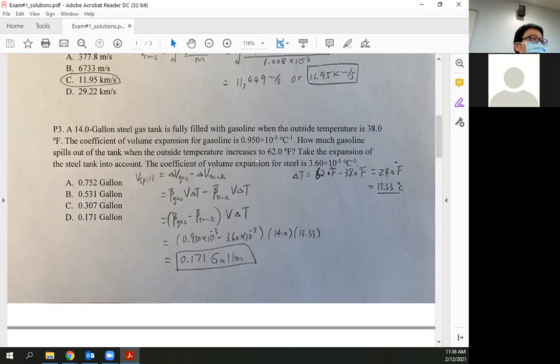Okay, now these are coefficients of volume expansion. They are given. Okay, the temperatures are given in Fahrenheit though. So it's not in Celsius or Kelvin. So you can calculate the difference and then convert it into Celsius. Just the difference, you will multiply by 5/9. 24 multiplied by 5/9 gives you the difference in temperature in Celsius. Okay.